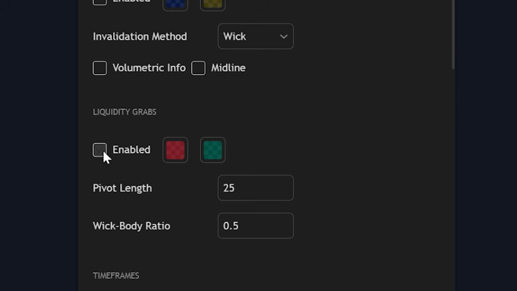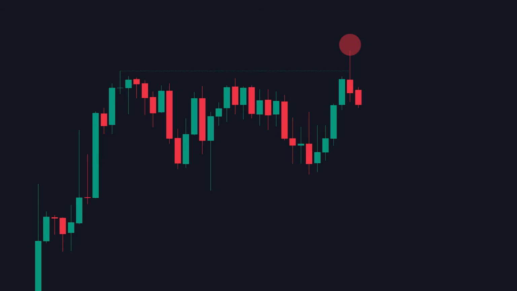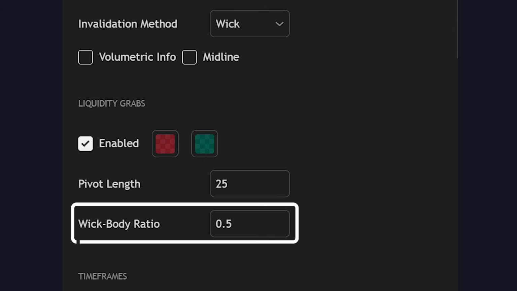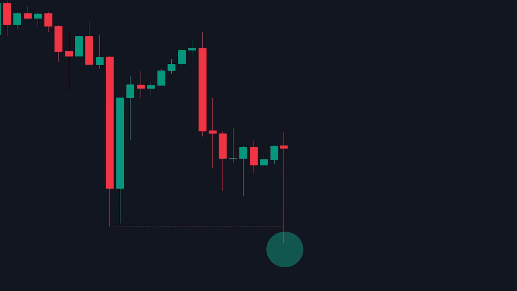No guesswork. For the sweep, enable the liquidity grabs feature. When a candle wicks below a swing low, but the body rejects away from it, a green circle prints on the chart. That's your bullish liquidity grab. Red circles mark the bearish grabs above swing highs. And here's the clever part. The wick body ratio setting decides how strong the rejection must be. Crank it higher and the toolkit only flags the violent sweeps, the ones where the wick dwarfs the body, which are exactly the manipulations we want. No more debating with yourself whether the wick counts.